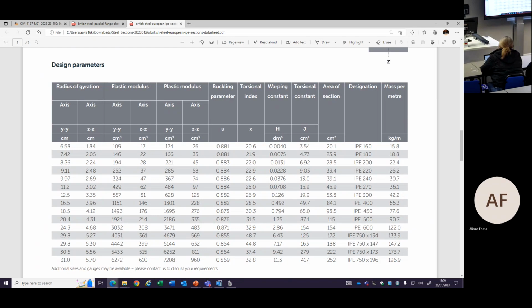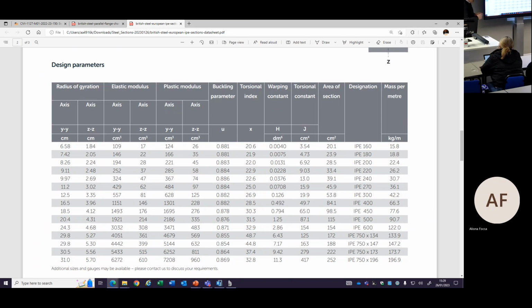You have the elastic modulus and plastic modulus. We will talk about them next week for the steel design. You have the buckling parameter, torsional constant, warping constant. We will talk about the torsional constant and warping constant in a kind of buckling which is called lateral torsional buckling, and the area of section. Because you need these tables.